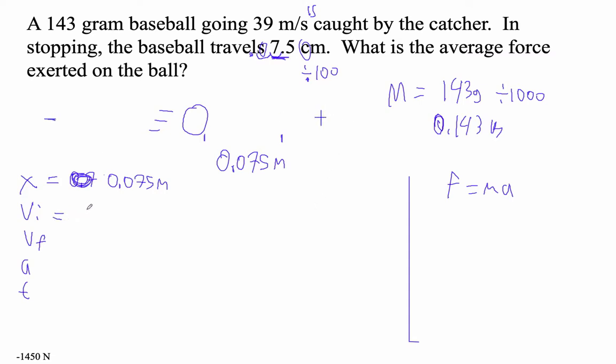The initial velocity is 39 meters per second, that's pretty fast. That's almost 90 miles per hour. Final velocity is 0, because it stops. And then I guess we want acceleration, and we want to use no t, right? Because we don't really care about the time. It doesn't ask for that. So no t is this guy.